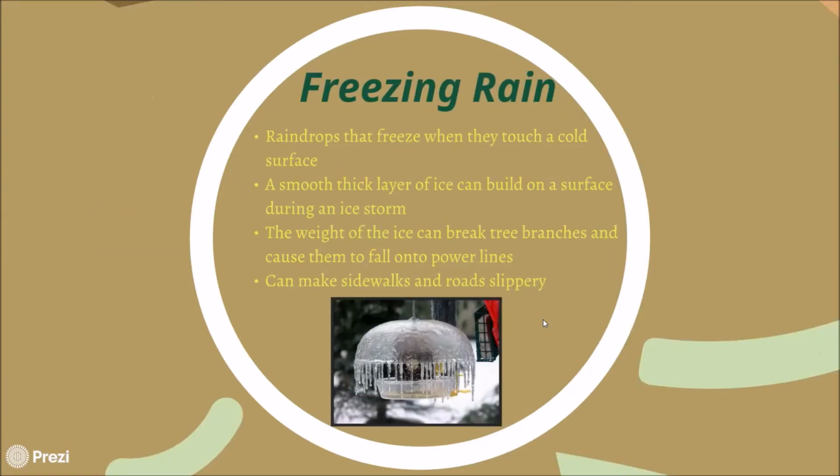Freezing rain are raindrops that freeze when they touch a cold surface. A smooth, thick layer of ice can build up on a surface during an ice storm. The weight of the ice can break tree branches and cause them to fall on power lines. They can also make sidewalks and roads extremely slippery, even more slippery than sleet.